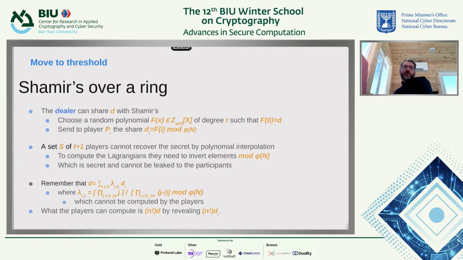What the players, however, can do is remove this denominator from the computation of the Lagrange coefficients by multiplying d by n factorial, because n factorial has all the numbers that appear in this denominator, and more. So if the players reveal, instead of d_i, n factorial times d_i, the interpolation formula will work because all the denominators are cleared, but what you end up computing is not d, but n factorial times d. Is that clear? Any question at this point?